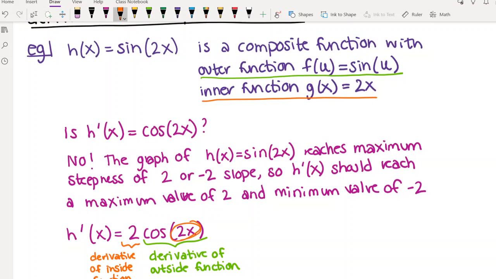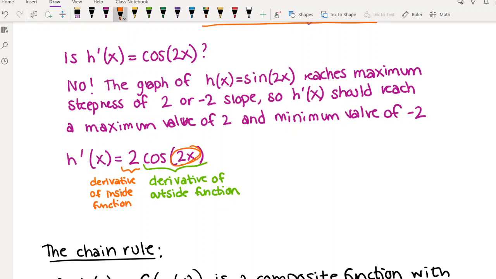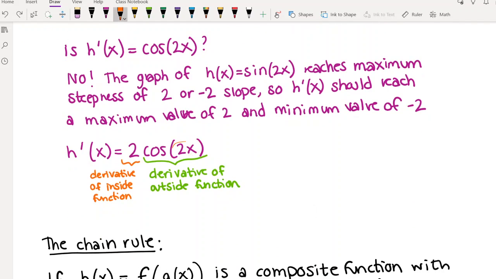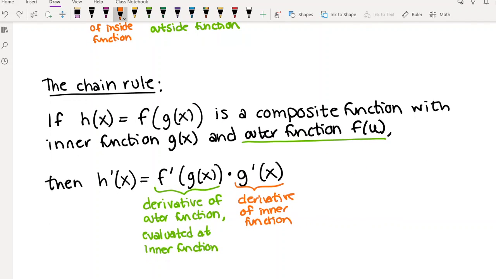So you leave the original inner function inside, and then you also multiply by the derivative of the inside function. I think it's really easy to get lost in notation when you look at this because it looks very complicated. But think of this part as saying you just leave the inside of the function as it is, and you take the derivative around the outsides. And then once you're done taking the derivative around the outsides, you multiply by the derivative of the inside function.